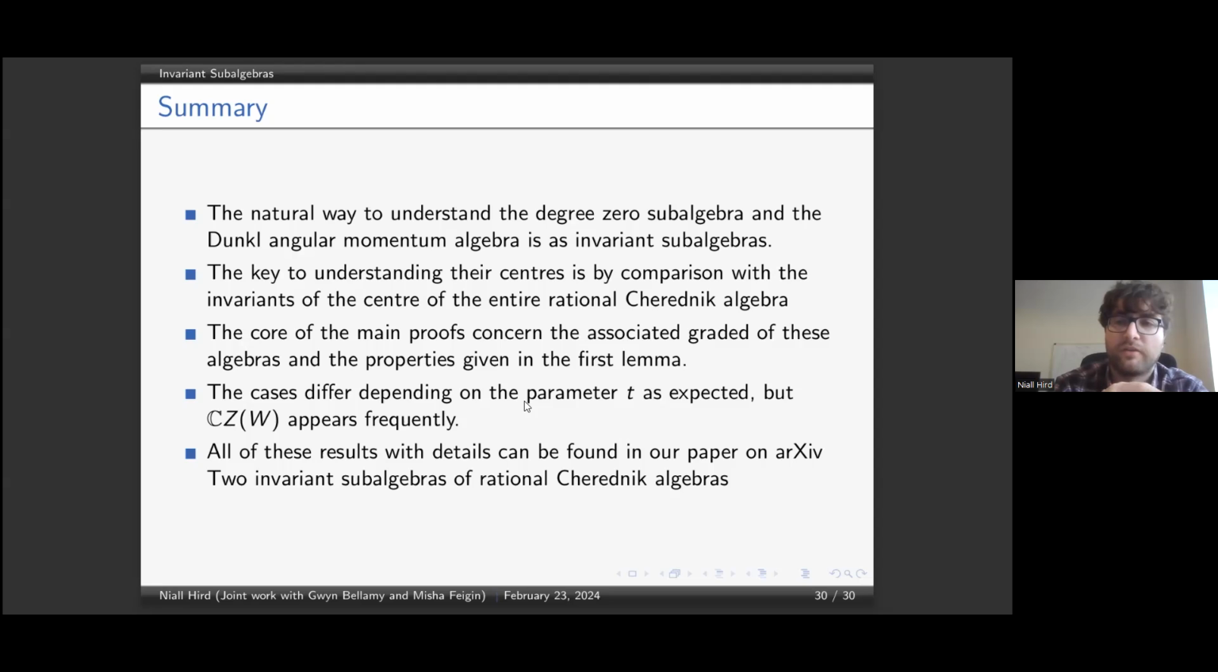And then, as you'd expect, when you change the parameter t, it greatly changes the center of these subalgebras. But the group algebra of the center of the group still seems to appear quite often. All of these results, with much more detail, can be found in our paper that's on arXiv right now. It's called Two Invariant Subalgebras of the Rational Cherednik Algebra. We cover quite a lot more stuff. That's just one flavor of the paper.